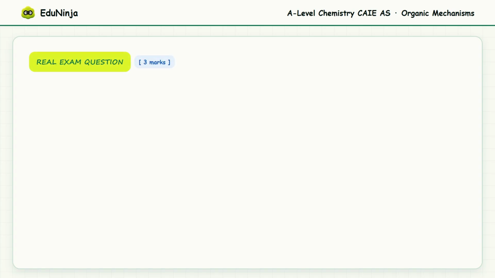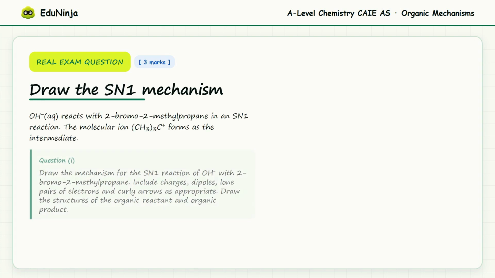Let us practice with a real exam question. Take your time and read the instruction carefully. Question 1. Draw the SN1 mechanism for the reaction of hydroxide ions with 2-bromo-2-methylpropane. Include charges, dipoles, lone pairs of electrons, and curly arrows as appropriate. Also draw the organic reactant and the organic product.